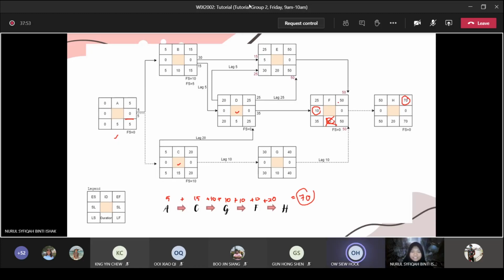Now I'm asking you to tell me what other possible paths are classified as critical paths. So you have given me three now, right? First A, C, G, F, H, then the second one A, C, D, F, H, and the third one A, B, D, F, H. Got some more? A, B, D, E, F, H. Yes, correct. Any more?